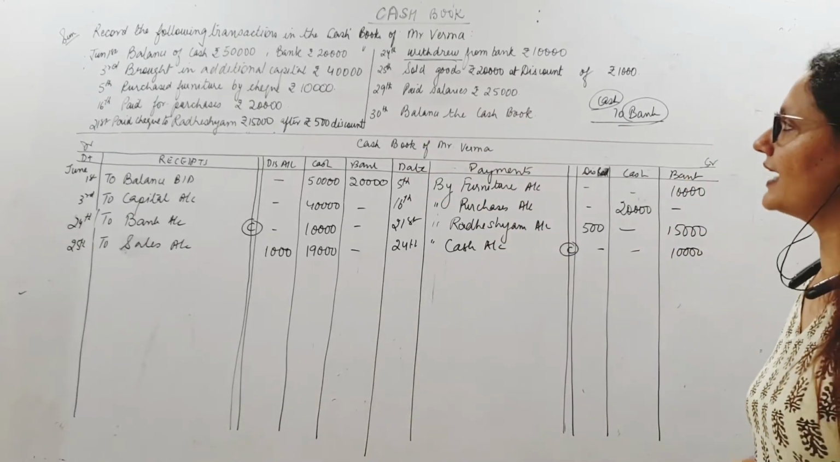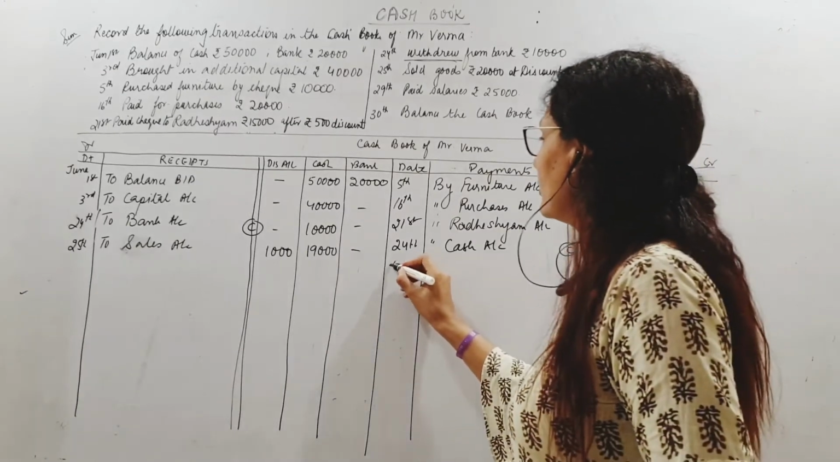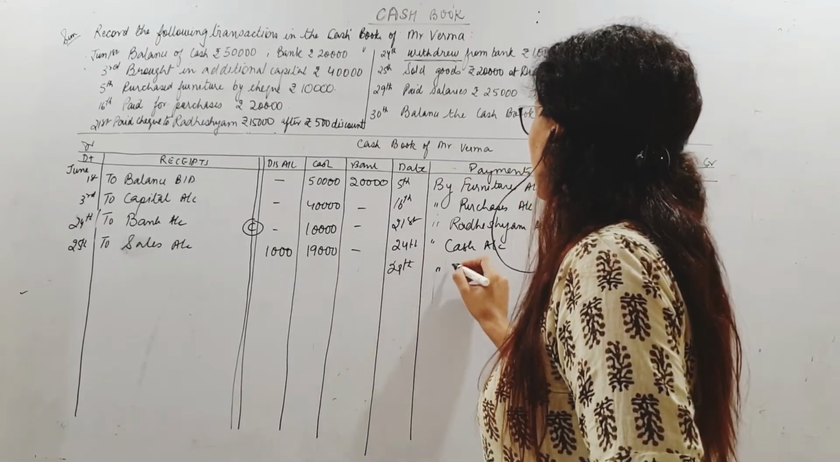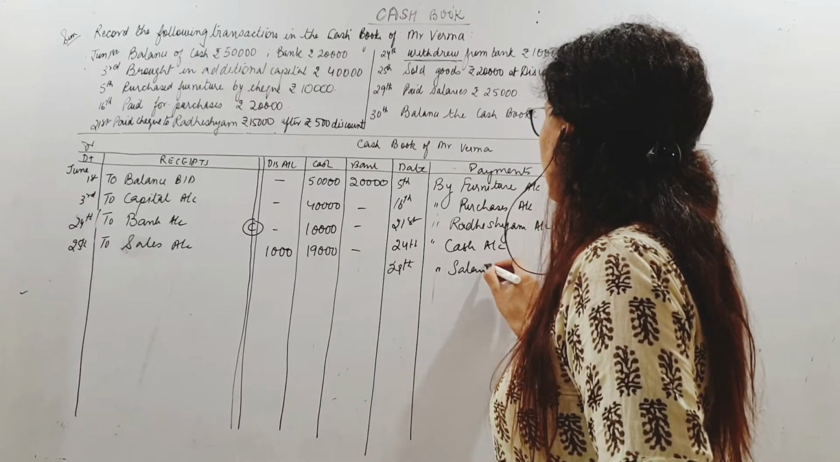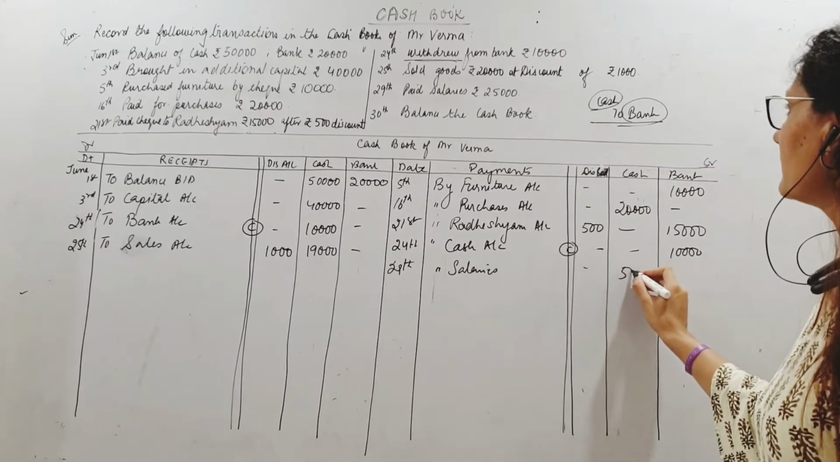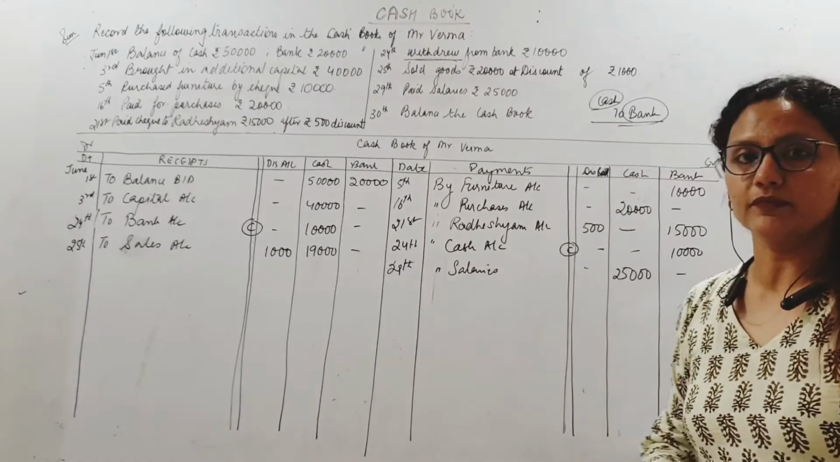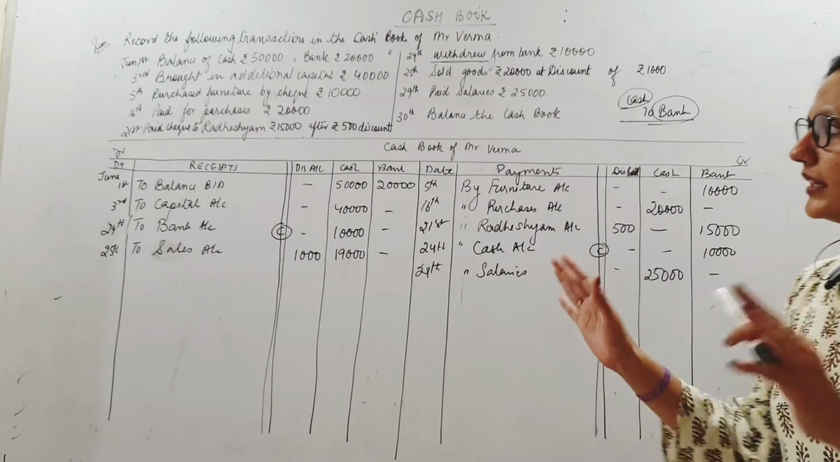Then you have paid salaries 25,000. Paid meaning on the credit side. So here on 29th you have by salary account debit to cash. So यहाँ पे नहीं, it is come here 25,000. Okay, not in the bank also. Okay, then all entries done.